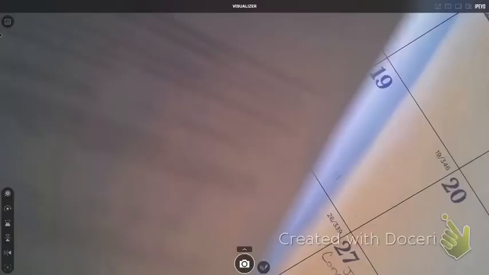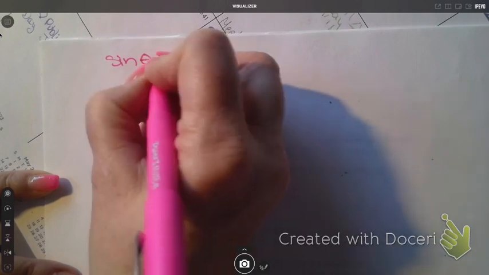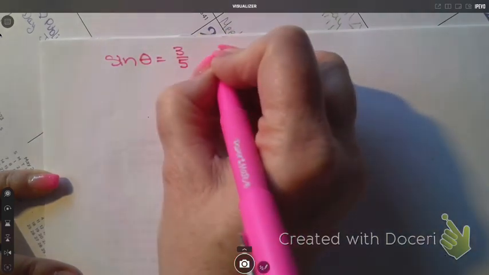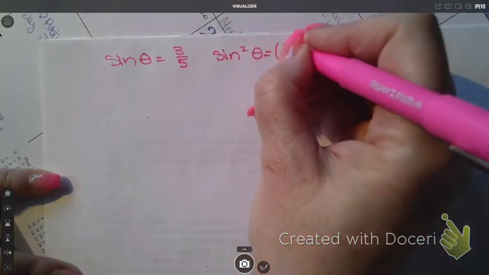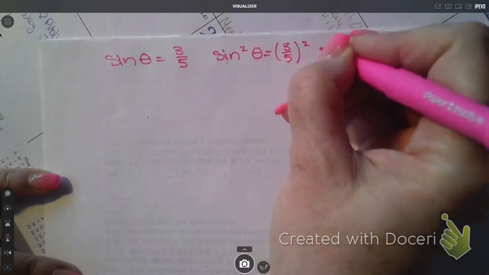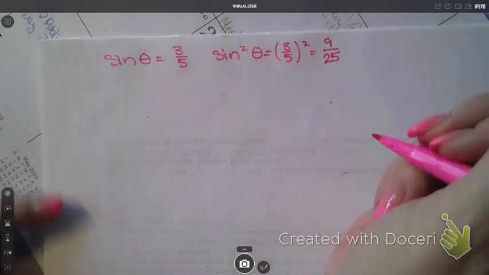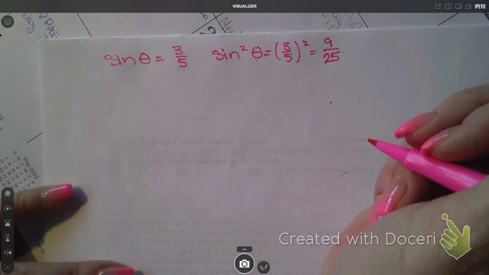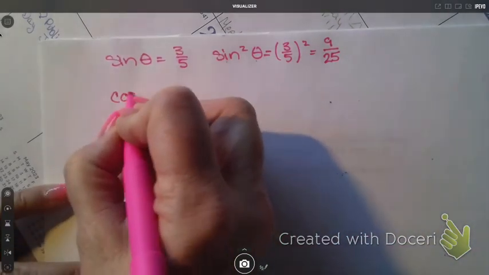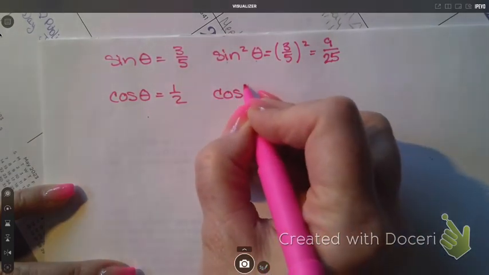They have another example. It's sine of theta equals 3/5. So sine squared of theta equals what? 3/5 squared, which would be 9/25. Do I need to do another one? Oh, I'll do this one just because. Cosine of theta equals 1/2. So what is the cosine cubed of theta?